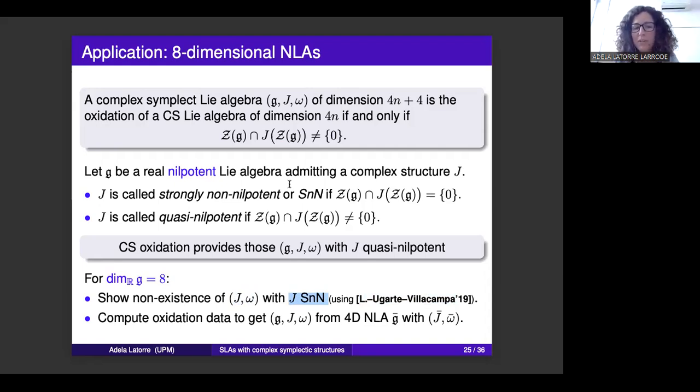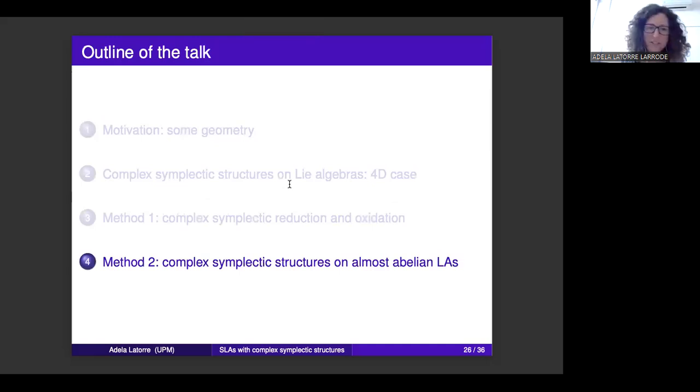At this point, we do not know if this is something specific of this dimension, I mean, we do not know what happens in dimension 12. I mean, if we have a complex nilpotent algebra with a strongly nilpotent complex structure in dimension eight, we do not know if it can admit a complex symplectic structure or not. It's something we are still thinking about. So this would be the first method to try to construct complex symplectic structures in higher dimensions.